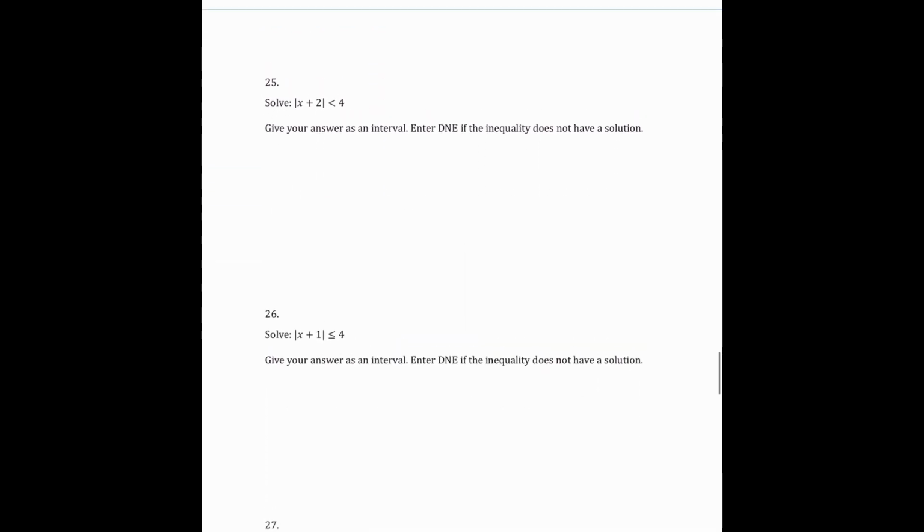The next inequality, we have the absolute value of x plus 2 is less than 4. Now we're going to split it into 2 just like we did before. So x plus 2, don't change it, less than 4. For the other one, flip, change the sign. We're going to subtract 2 from both sides of the inequality, and then we will have x is less than 2, and the other one we're going to end up with x is greater than negative 6.